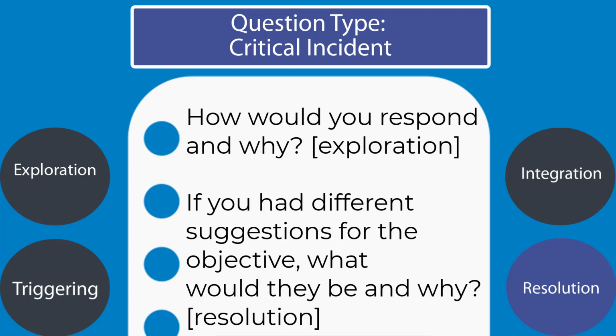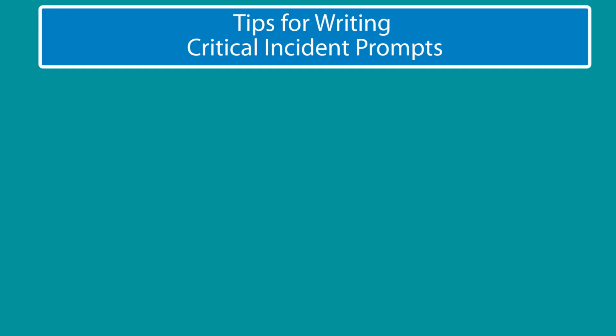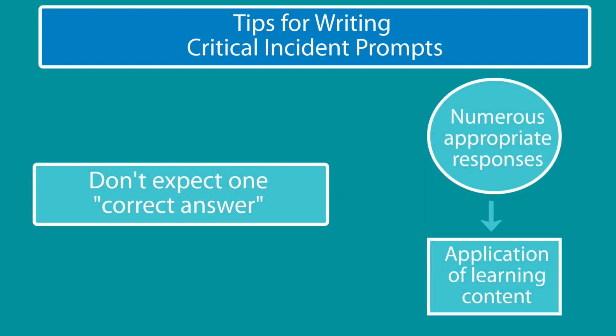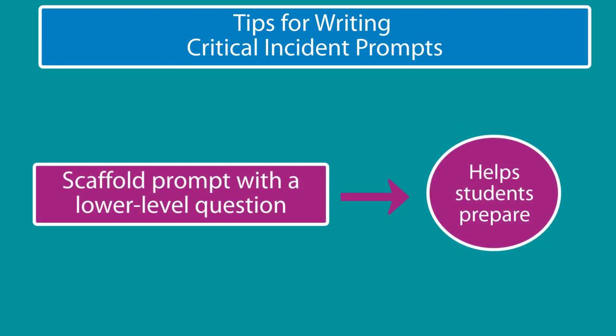When constructing your own scenarios for critical incident prompts, think of how your students might apply the lesson in practice. You might think back to your own experience and how it relates to the topic. Don't base your expectations on a correct answer. Your question should allow for numerous appropriate responses, but they should show application of the key points of the learning content. Finally, feel free to scaffold a critical incident question with a question on the lower end of cognition. This helps students mentally prepare for the task ahead.